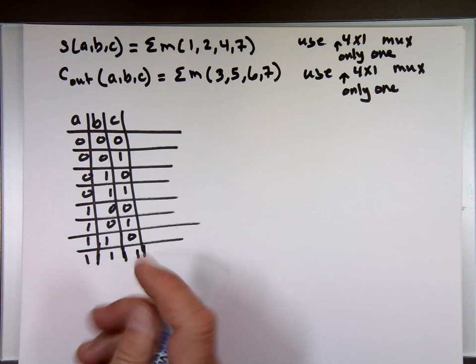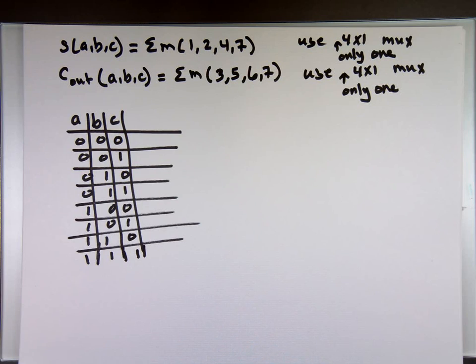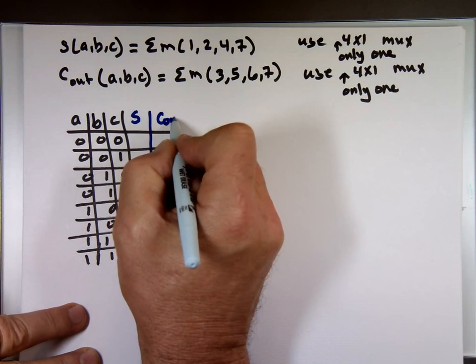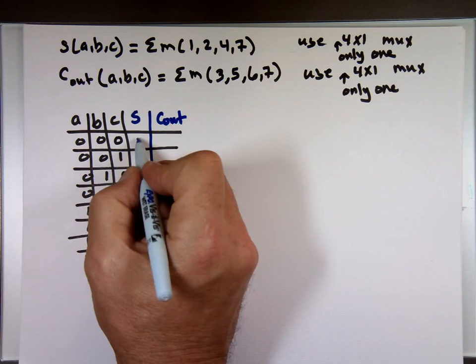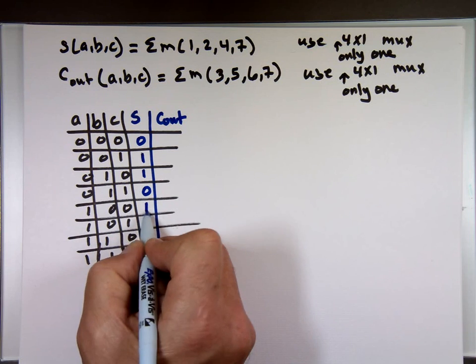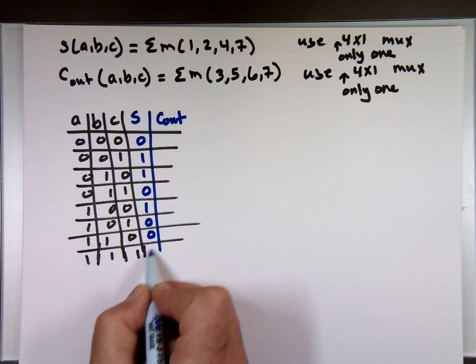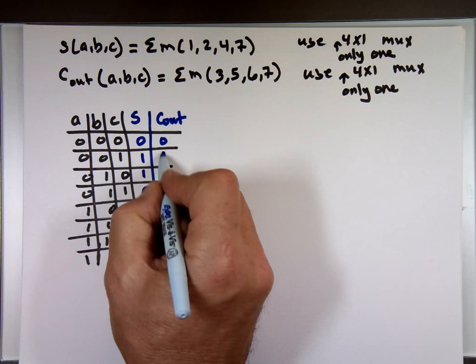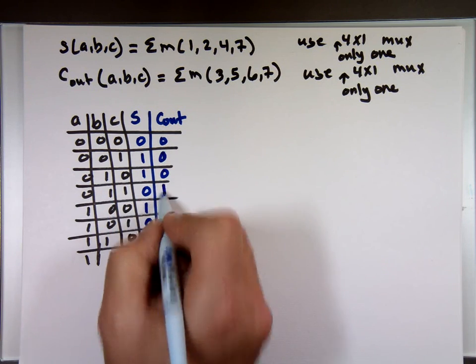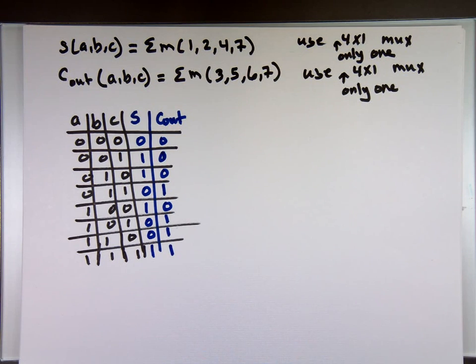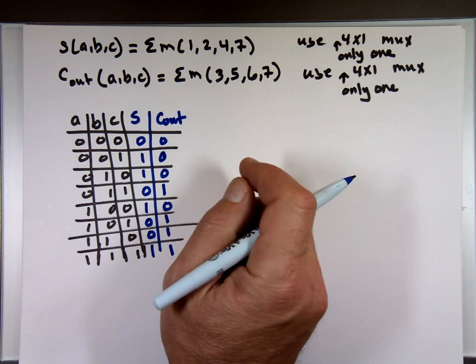Let's look at the sum and the carry out. The sum is 0, 1, 1, 0, 1, 0, 0, 1, and the carry out is 0, 0, 0, 1, 0, 1, 1, 1. Now, how come those are ones again? Because they have multiple ones. Oh, never mind. I see.